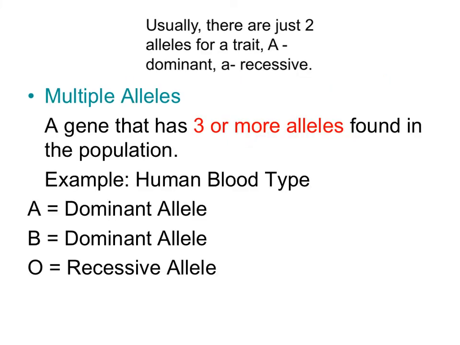The next Punnett square exception is called multiple alleles. Usually, you just have two alleles for a trait, dominant and recessive. One dominant and one recessive. In multiple alleles, a gene has 3 or more alleles found in the population. Again, human blood type is the best example because A is a dominant allele, B is a dominant allele, and O is a recessive allele. So you have 3 alleles here rather than just 2. So again, it's all about Punnett square exceptions.